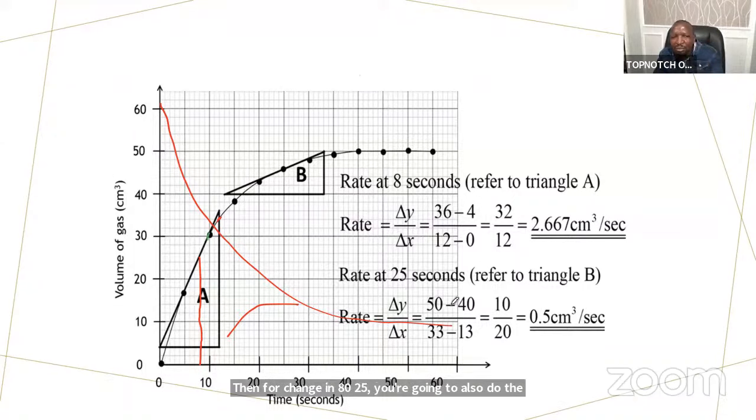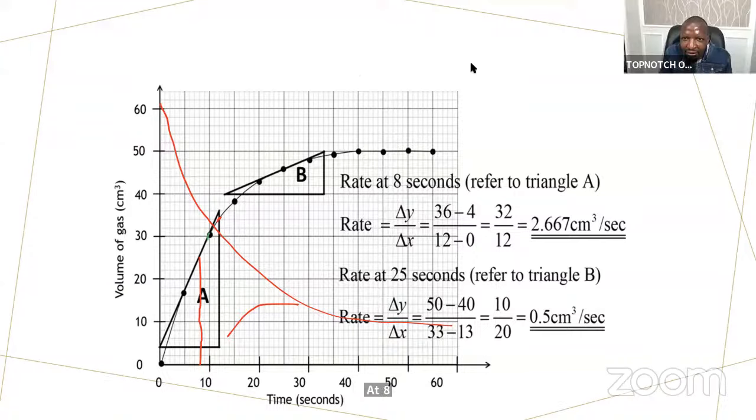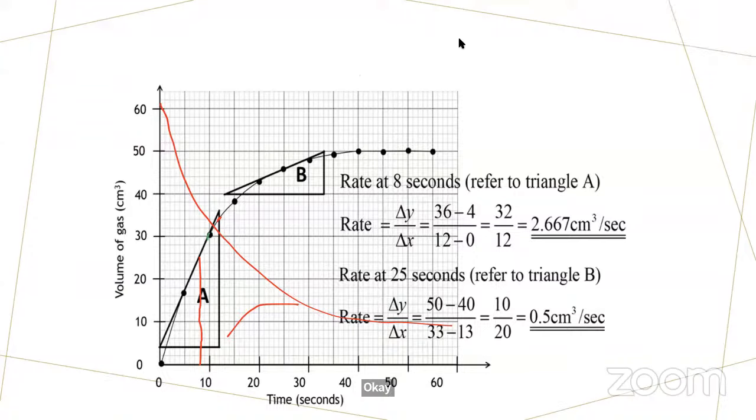But let me tell you, anytime an examiner tells you to calculate the rate at 8 seconds and at 25 seconds, the next question will be to explain. So where is the rate faster according to this? At 8 or at 25 seconds? Where is the rate faster? At 8 seconds. Why is it faster? The volume of gas being produced.